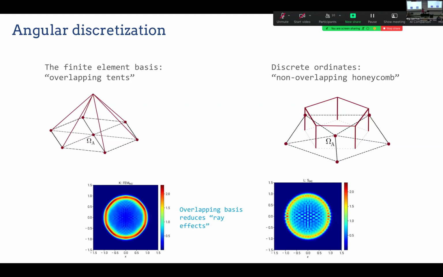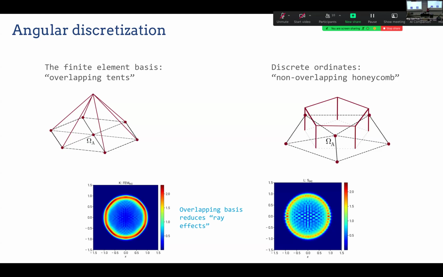And we sort of see that when you have basis functions that look like this, where there is some sort of overlap between neighboring basis functions, you tend to reduce something called ray effects. And ray effects are these blob-like unphysical solutions that you sometimes see when you use discrete ordinate type schemes. So in this particular example, you're expected to see a smooth shell.